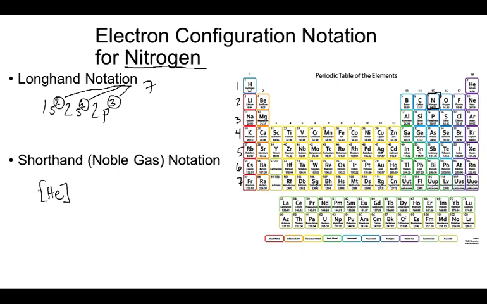Alright, so that bracket stands for everything that came up to helium. In this case it was just 1s2. But as you can imagine, as you get farther down, xenon will save you a whole lot of writing. Okay, so helium, and then now we just do 2s2 because we're here at the second row, and then 2p3. Yep, and that's your shorthand notation. Notice that it's exactly the same thing, only we saved ourselves writing all of the n's before the levels that we actually care about.